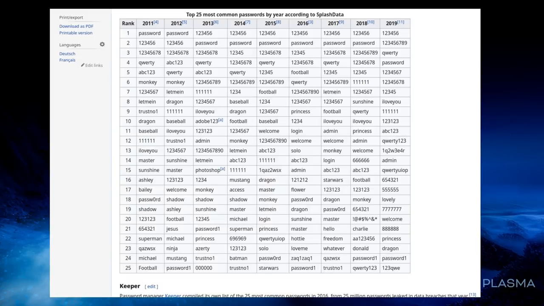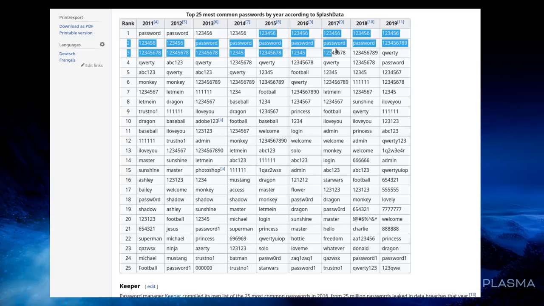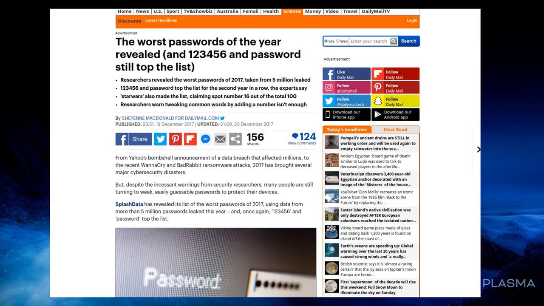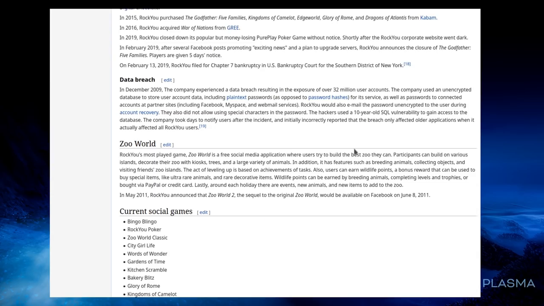On Wikipedia, there's a list of the top 25 most common passwords which have been collected since 2011. As you can see, there are some very common features in the list, namely that "password" and "123456" have been extremely common. And this data even appears in mainstream media, with the incentive of trying to make people more secure in their password choice. But how did we get here?